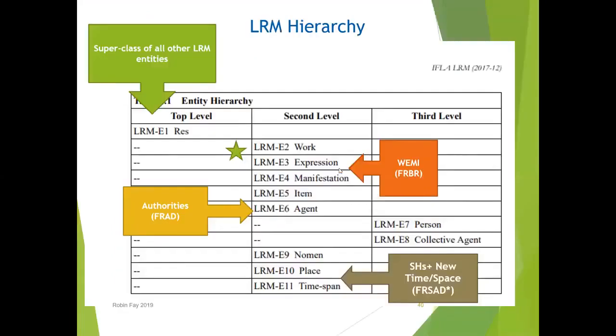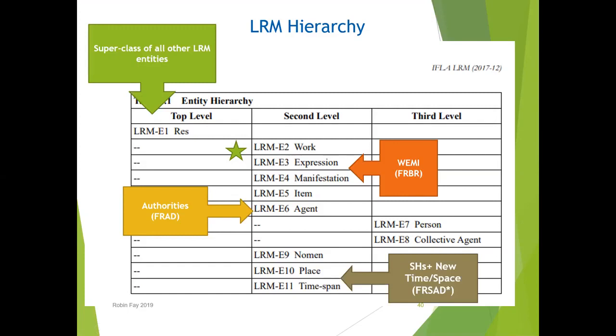So what does this look like? I've teased you with what the hierarchy looks like for a while. So again, you have your res at the top, and then on your second level, work, expression, manifestation, and item. And then we have our agent group here. And if you look over here down below agent, we have our person and collective agent. We're actually missing family off here, aren't we?